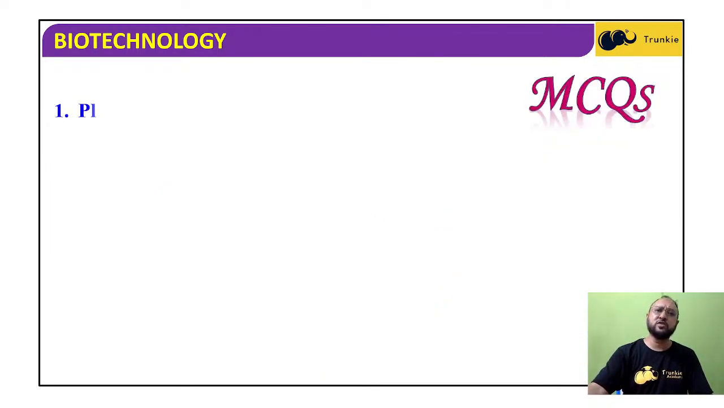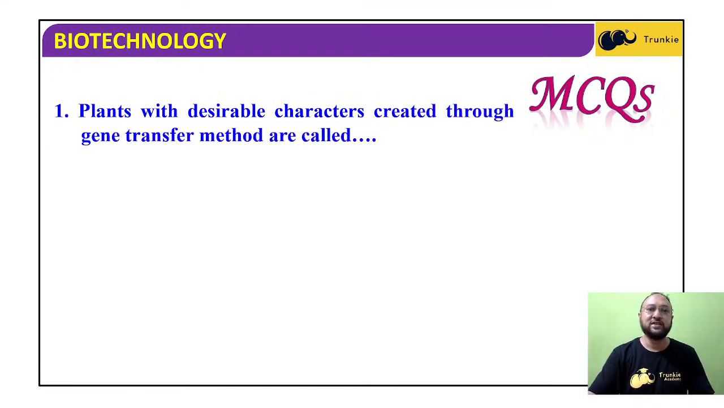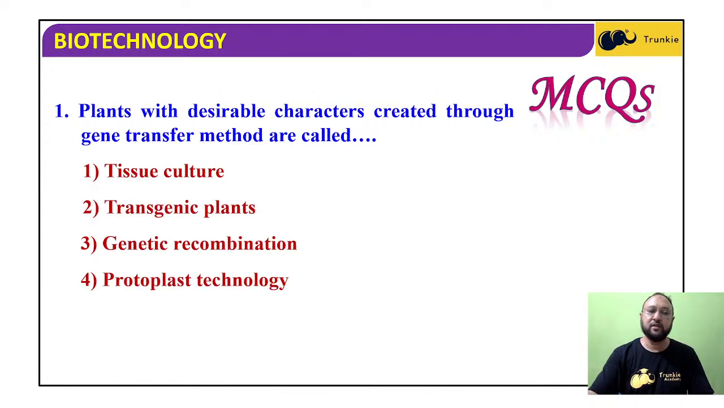Now we will go through some questions. Plants with desirable characters created through gene transfer methods are called transgenic plants. It is a transgenic plant. So it is a very easy question.